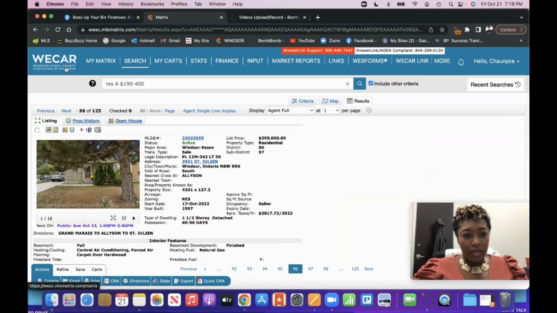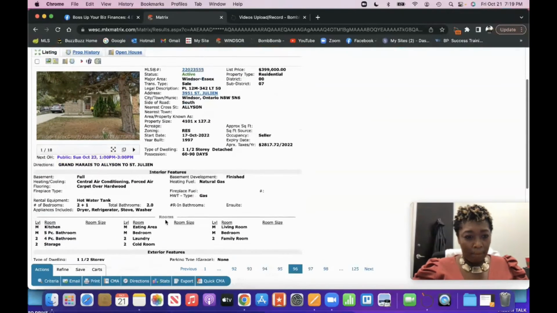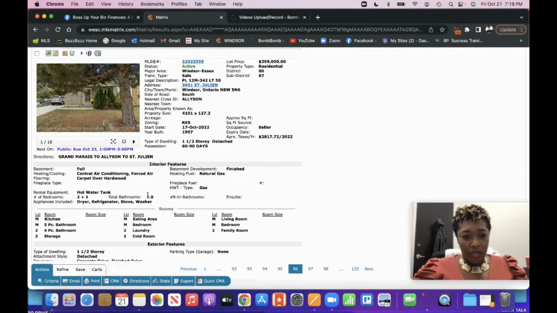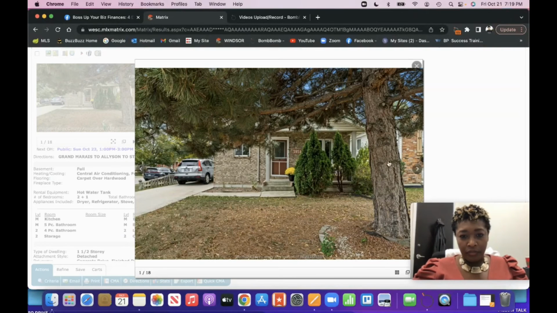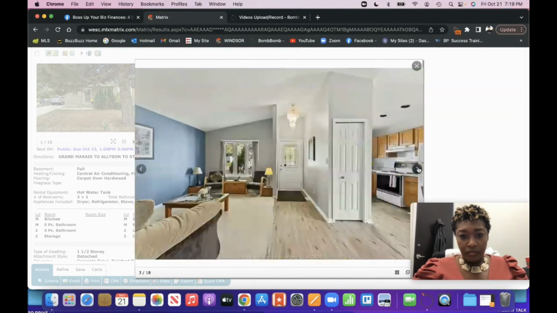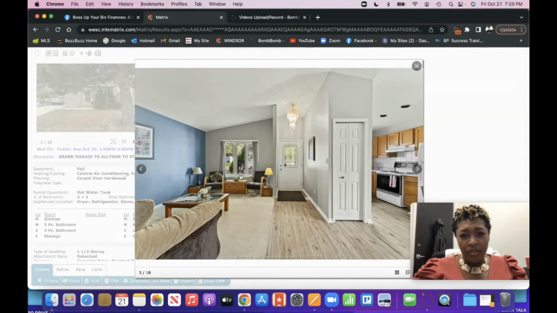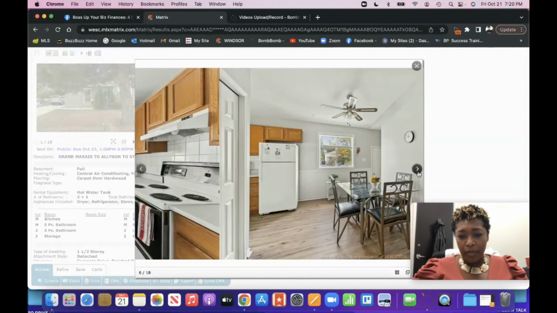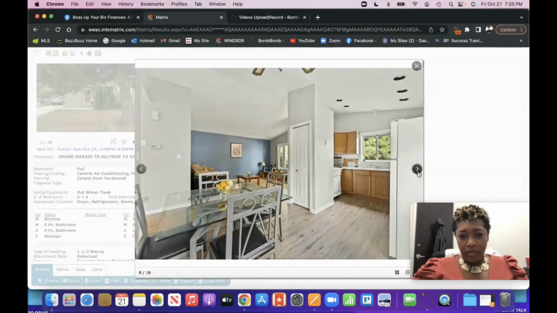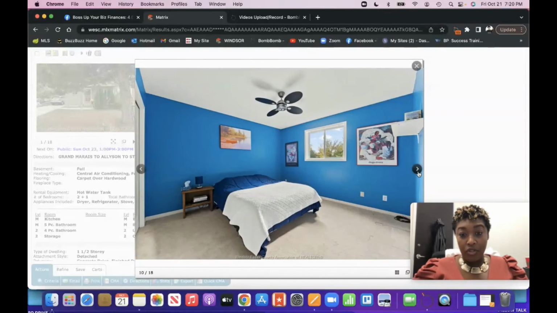Let's just do one more. What do we got? $399, detached. Three bedroom plus one in the basement, two washrooms. Oh, that's kind of cute. Oh no, you know what? I don't like that the closet is so far. I would like it closer to the door, but beyond that, we are looking at a detached freehold, no condo fee house for $399.